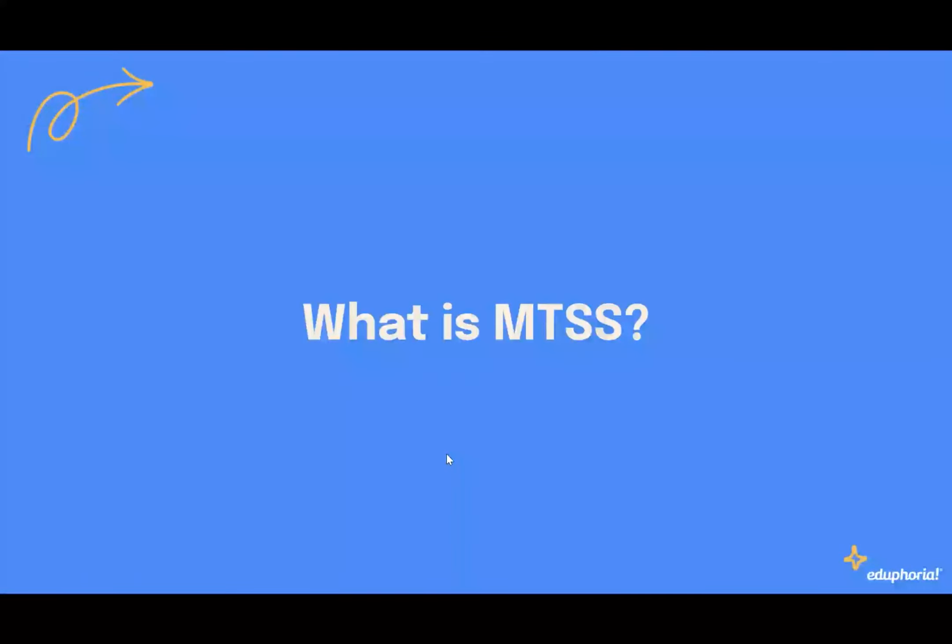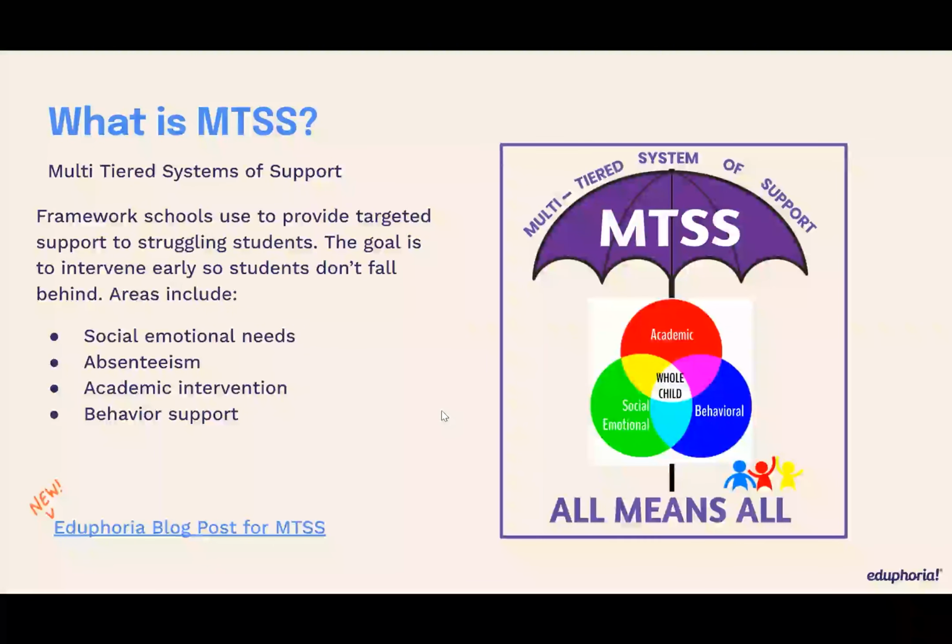So let's just talk about what is MTSS. We know that that has gone through some changes, and we're going to talk to you about what that means now. When we look at multi-tiered systems of support, it is that overarching framework where we can identify students in a variety of ways. So it's not just academic intervention anymore. We focus on areas like social emotional needs, absenteeism, academic intervention, and behavior support. Those are just some of the areas we look at in MTSS.